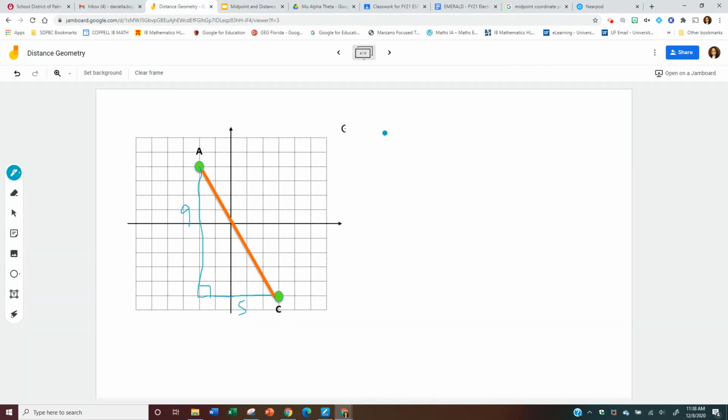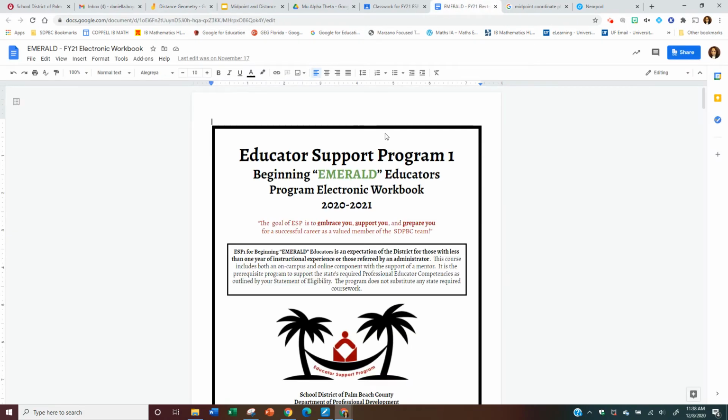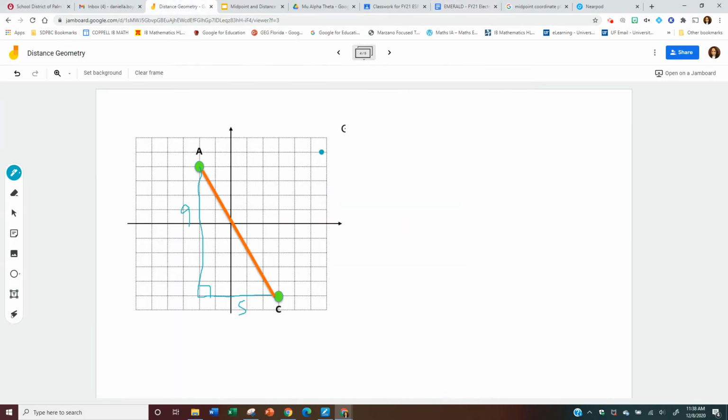So we are in fact able to use a squared plus b squared equals c squared. The only thing you need to know is that the side that you're looking for in distance is always going to be c.